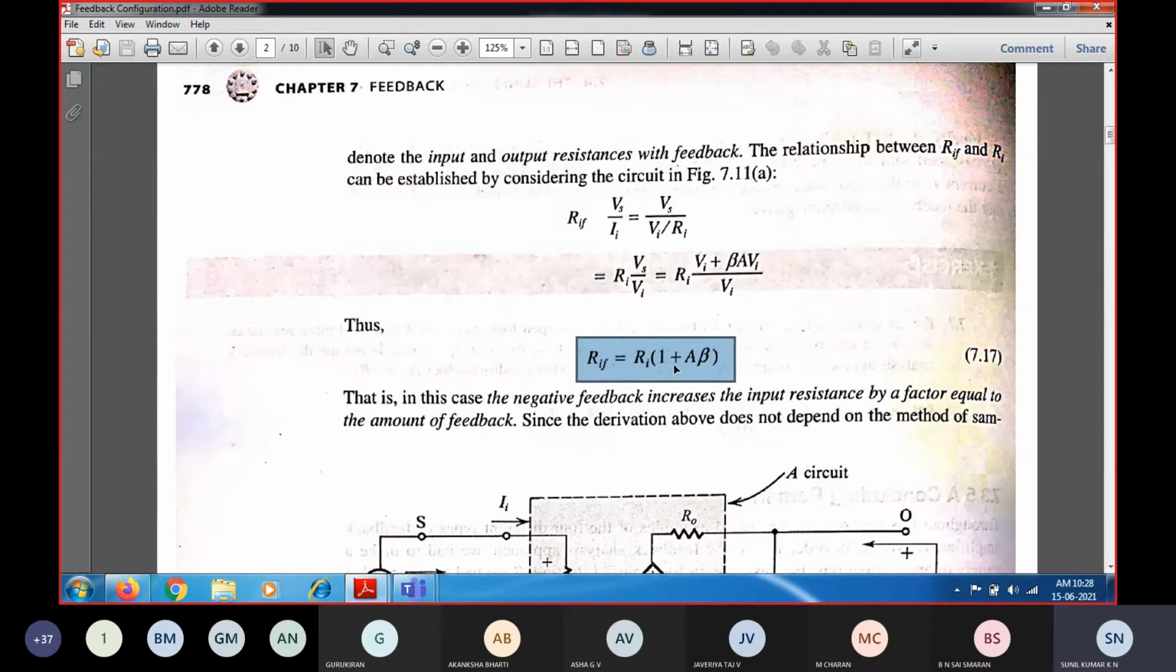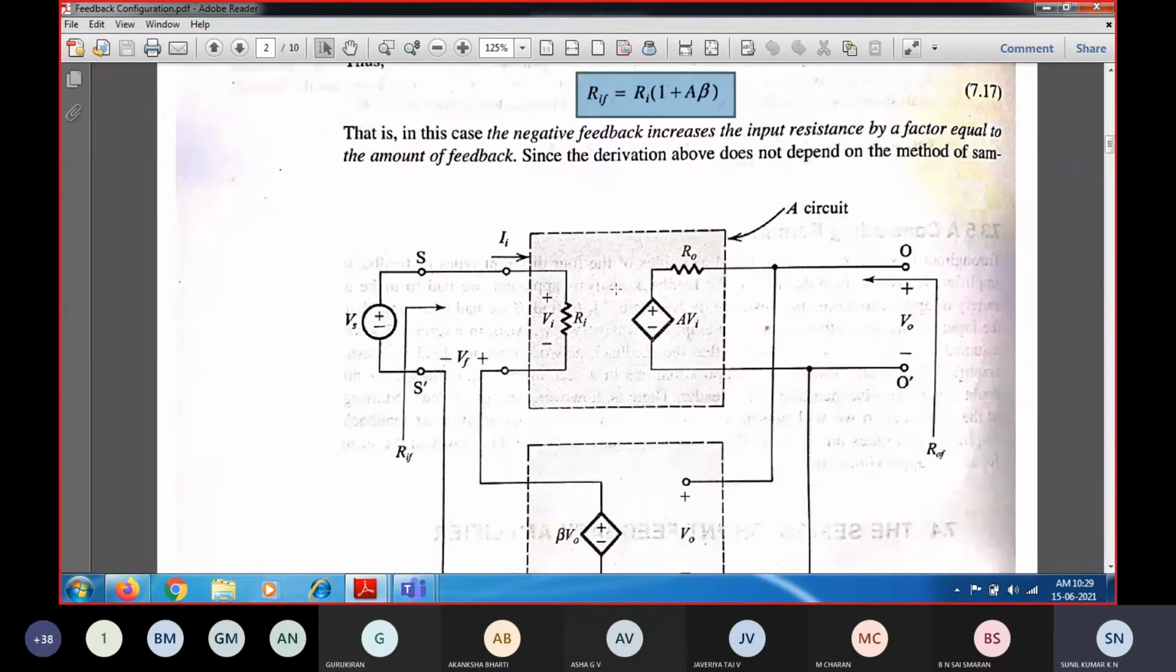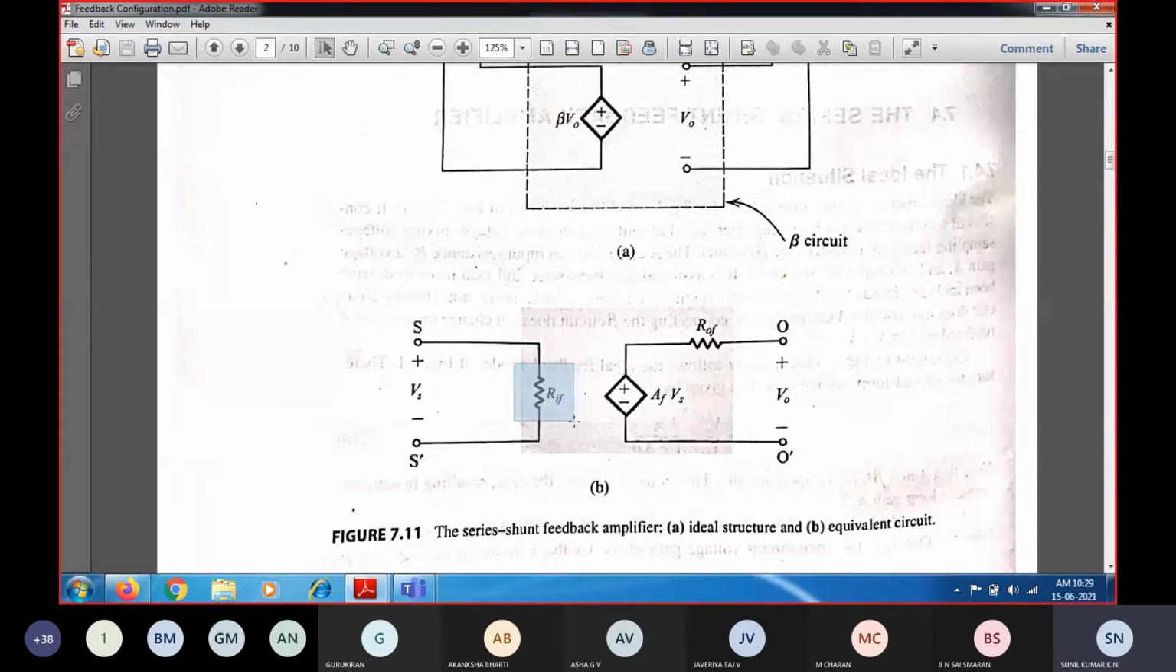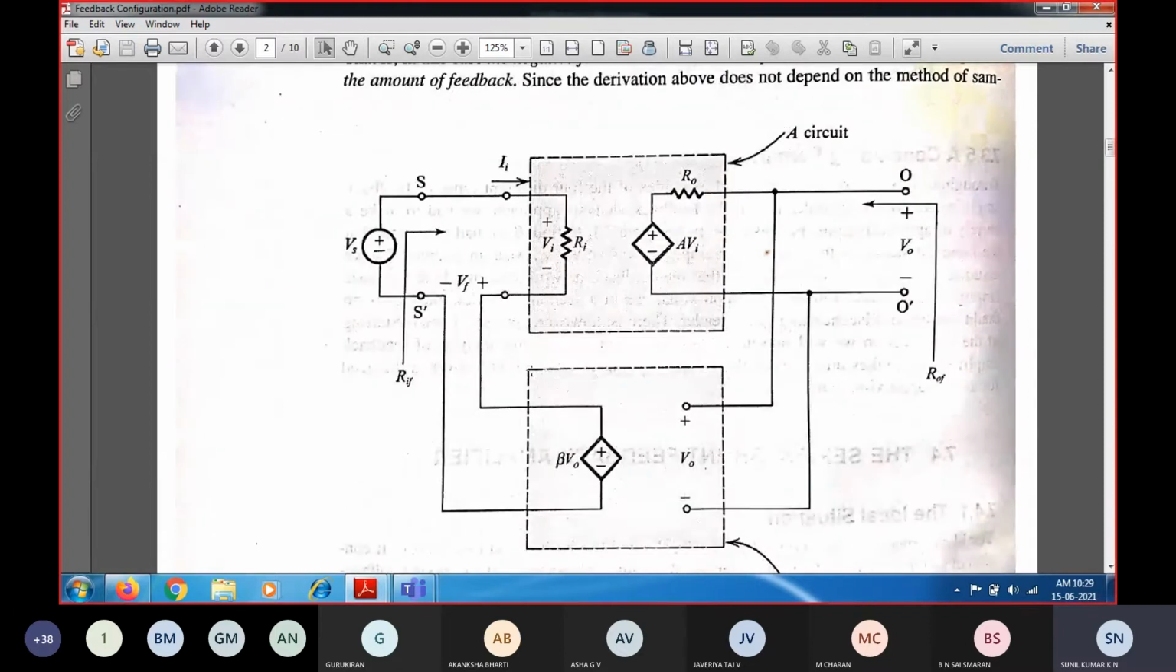This equation indicates the input resistance with feedback. The input resistance with feedback will be equal to Ri multiplied with 1 plus A beta. Without feedback, if you have not employed any feedback, the input resistance of the amplifier will be just equal to Ri.